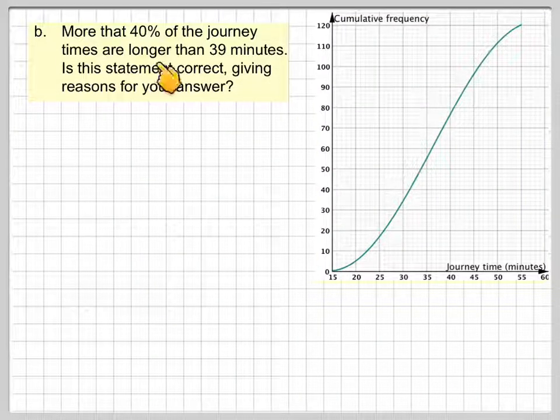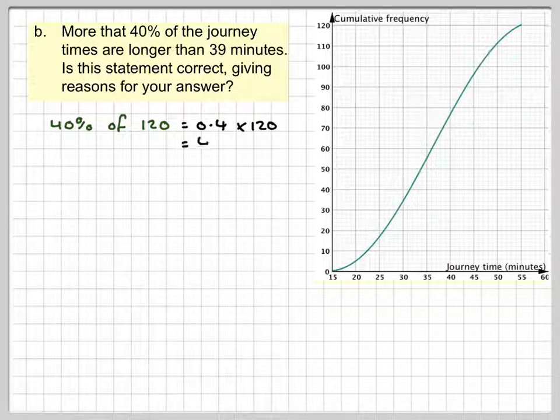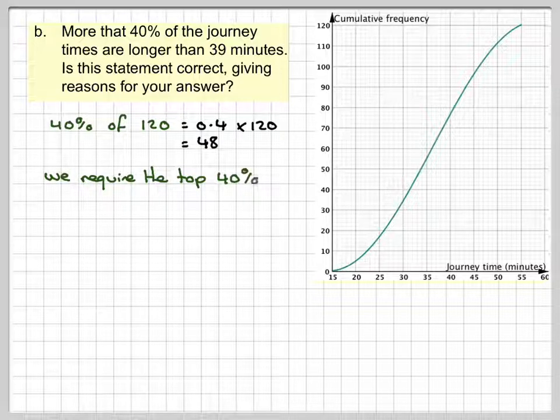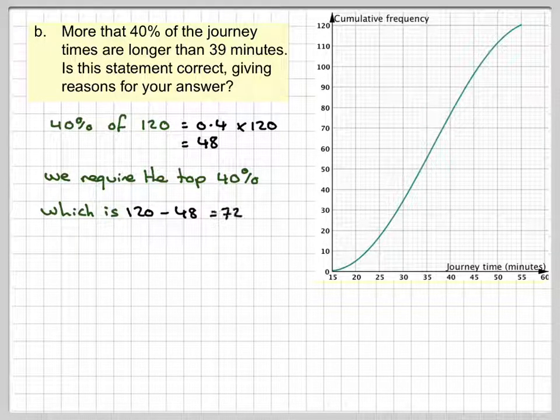It says more than 40% of the journey times are longer than 39 minutes. Is the statement correct, giving reasons for your answer? Okay, so 40% of 120 is 0.4 times 120, which is 48. However, we require the top 40%, not the bottom 40%, so that is going to be 120 minus 48, which is the 72nd value. Get that point clear in your mind.